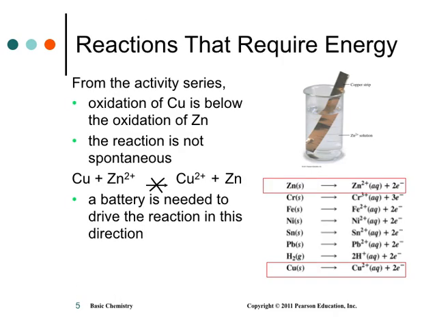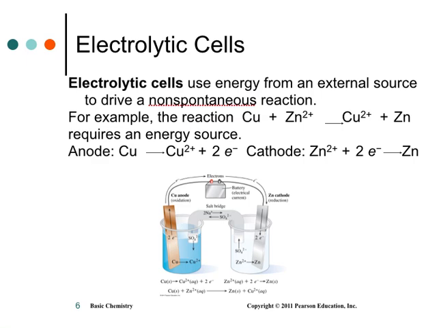Okay. So what happens from the activity series, oxidation of the copper is below the oxidation of the zinc, and it's not spontaneous. But if you add electricity, you can force it to happen. Okay? You can force it to happen. So an electrolytic cell uses an outside energy source, that's what the battery is, to drive a non-spontaneous reaction. For example, copper plus zinc, the zinc solution that's here, the zinc ions, can essentially plate zinc onto the copper.